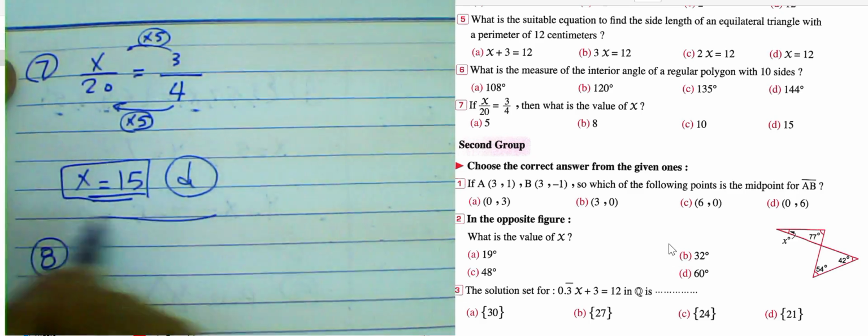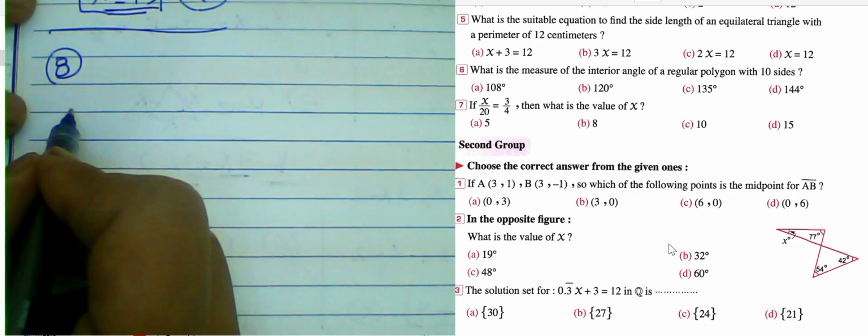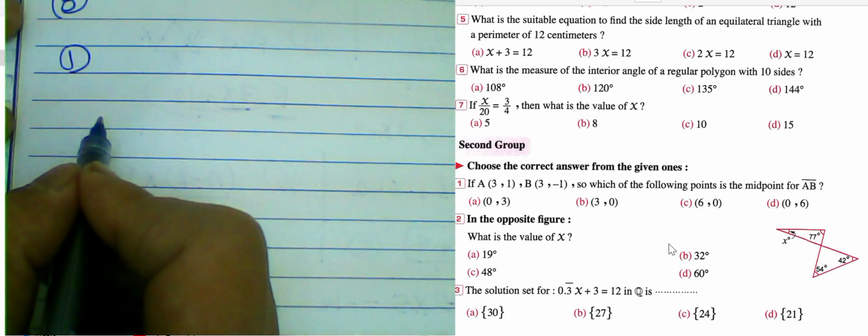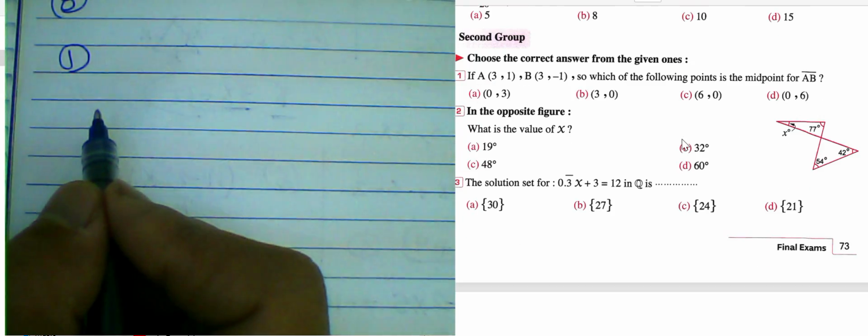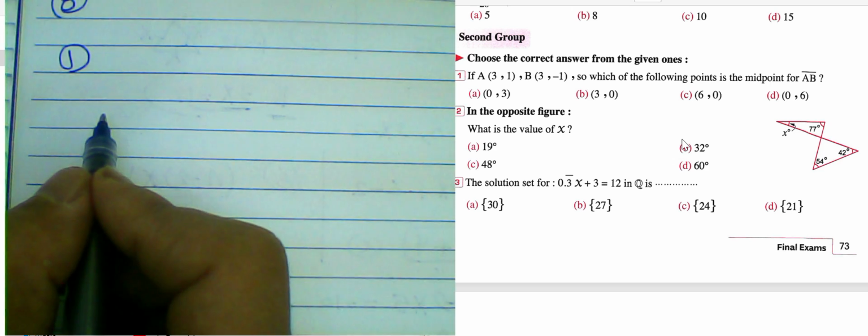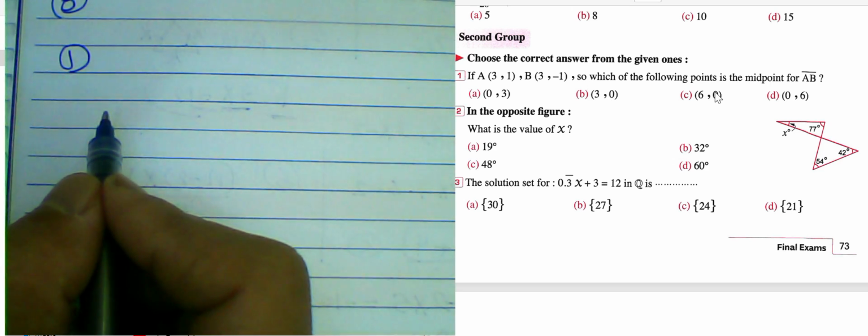What about the next question? Second group, question number 1. Choose the correct answer of the following from the given ones. Number 1, if A is (3, 1) and B is (3, negative 1), which of the following points is the midpoint of A and B?